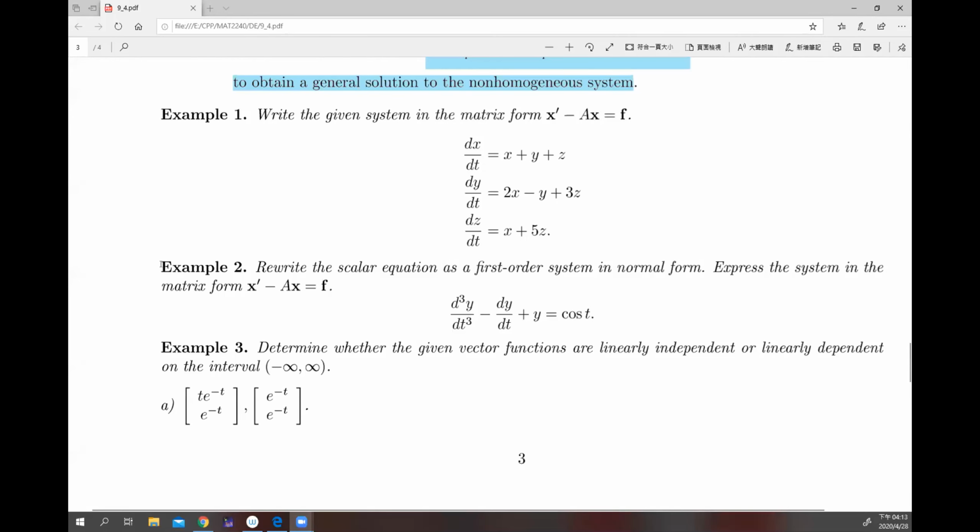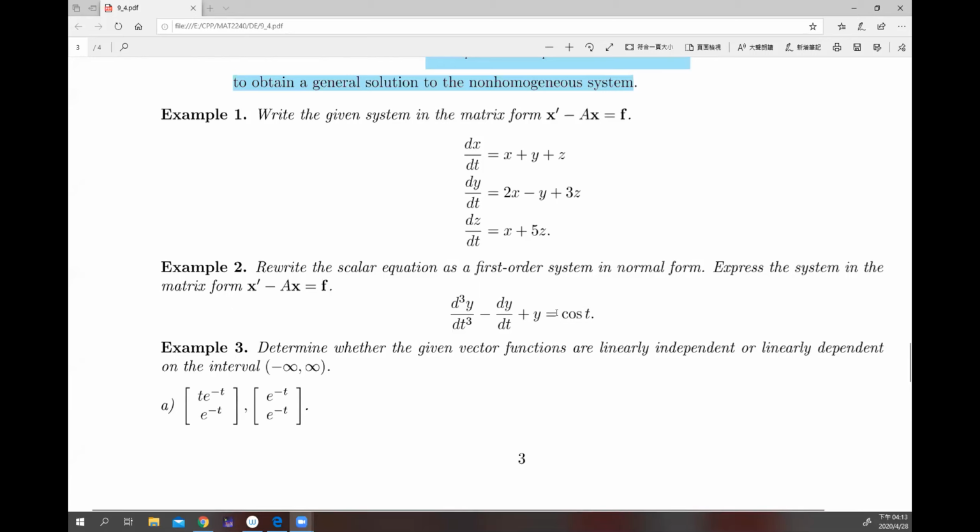Okay, next we are looking at example 2. Rewrite the scalar equation as a first order system in normal form. Express the system in the matrix form x prime minus Ax is equal to f. Okay, so this is our third order linear differential equation, and let's see how we can convert that into a system.